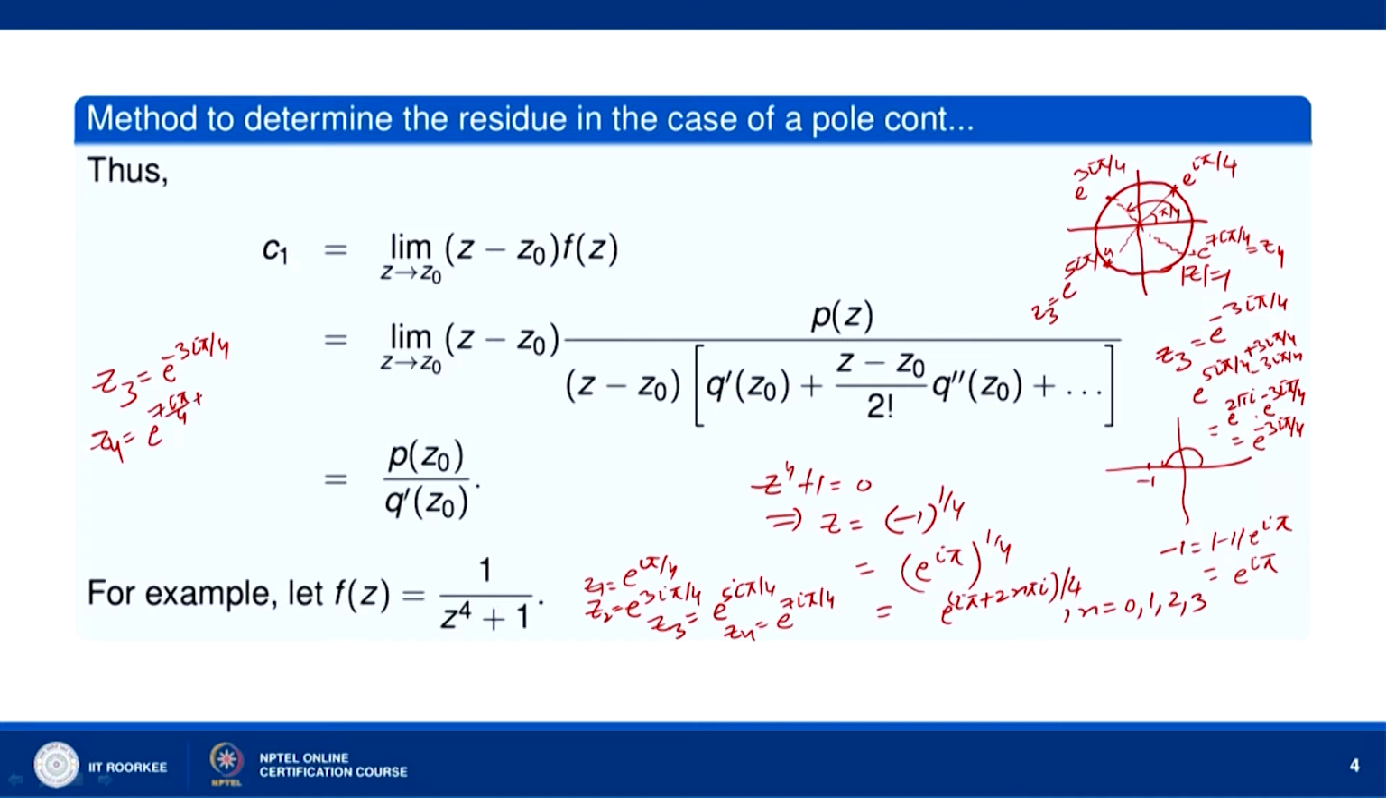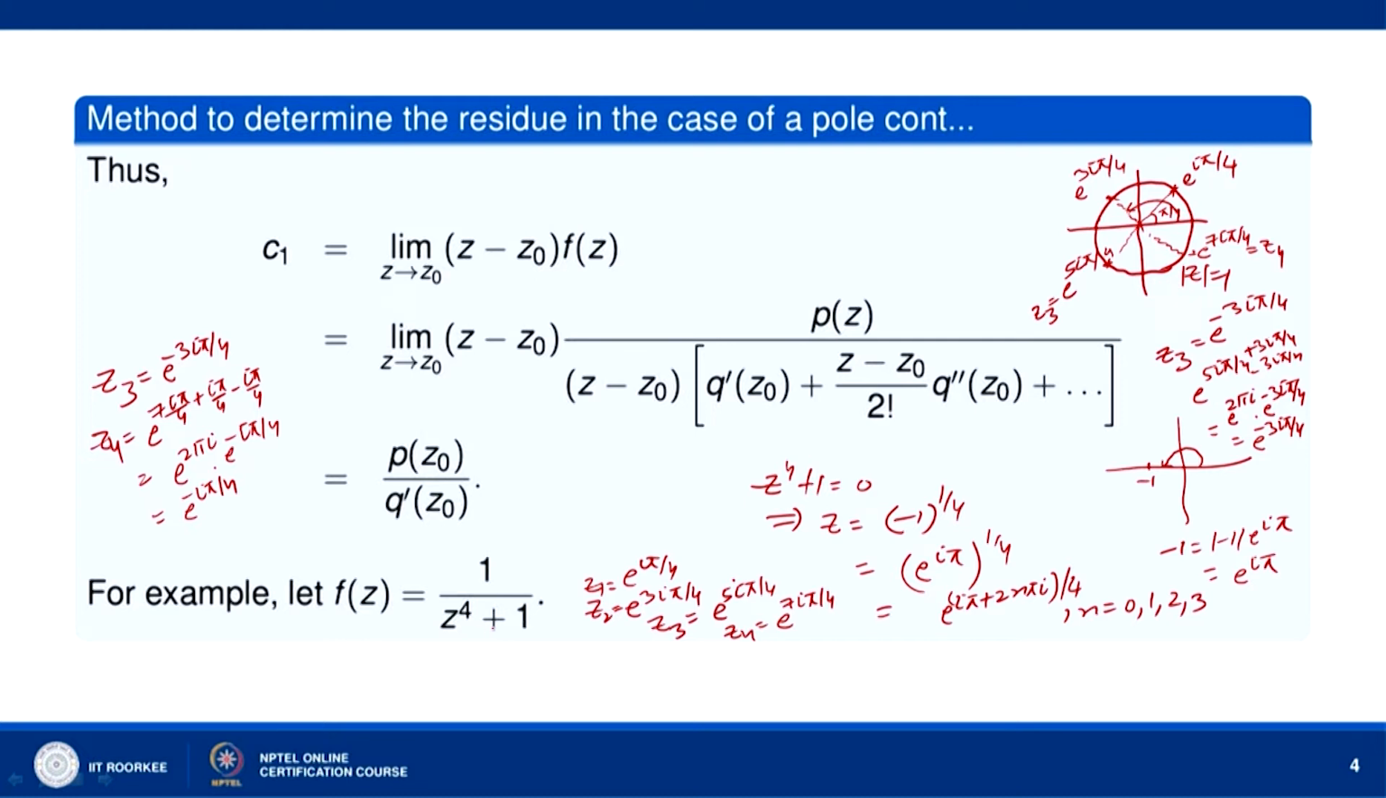So here also let us add iπ/4 and subtract iπ/4. So this is e^(8iπ/4), which means e^(2πi) into e^(-iπ/4), and we get e^(2πi) is 1. So we get e^(-iπ/4).